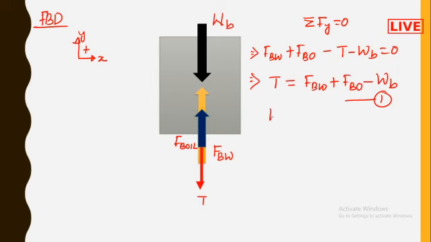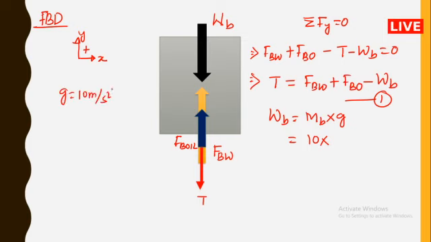The weight of the body you can find out. Weight of the body equals mass of the body into g. The mass of the body is 10 kg, and let's assume the g value to be 10 meter per second square. So this is 10 times 10, which is 100 Newton. We found the weight of the body to be 100 Newton.